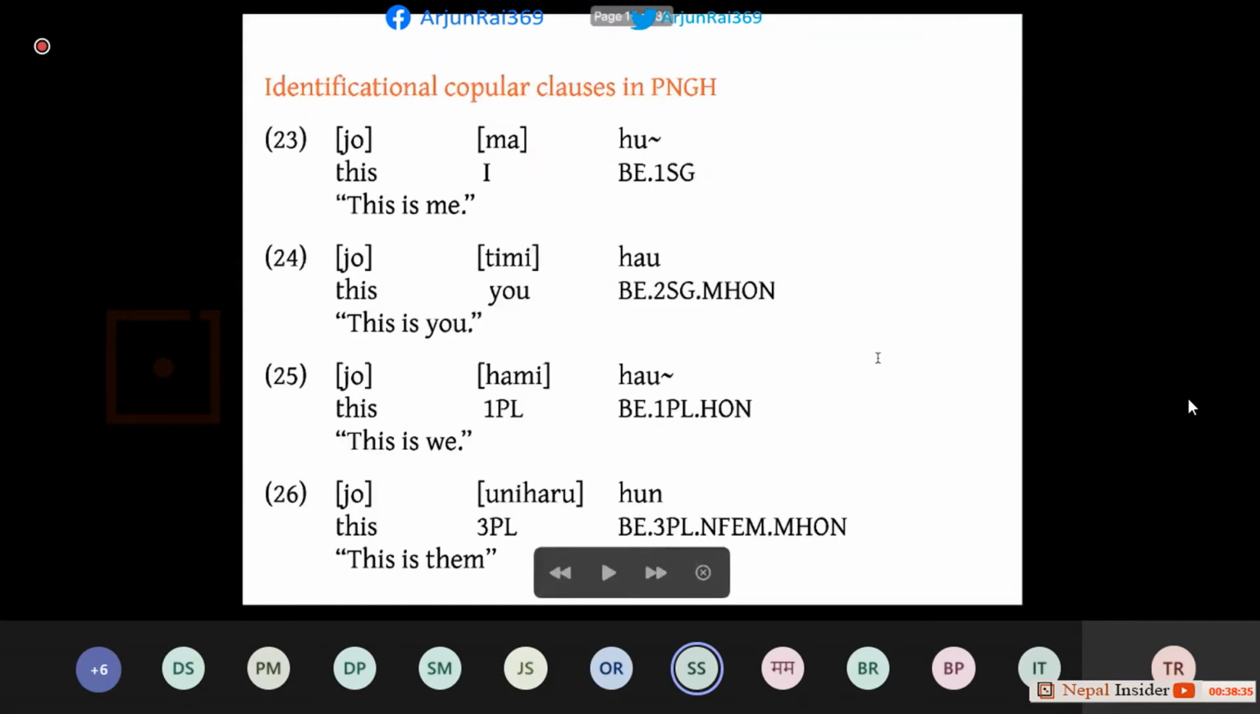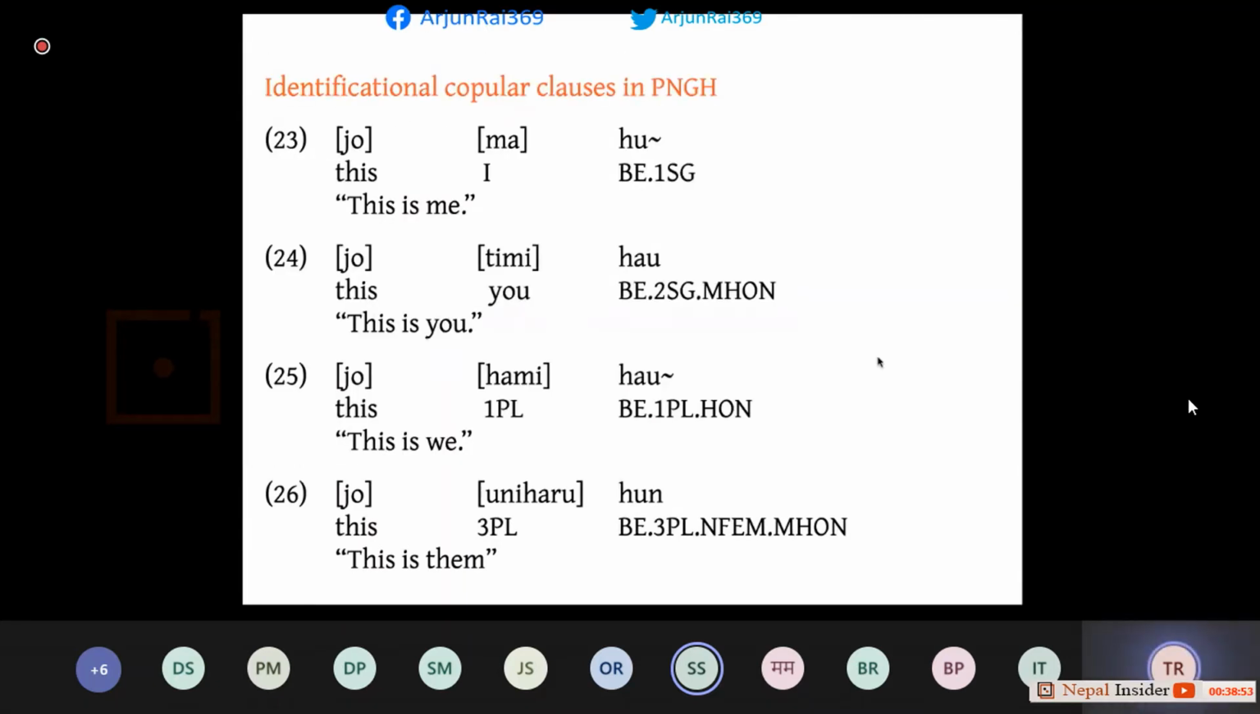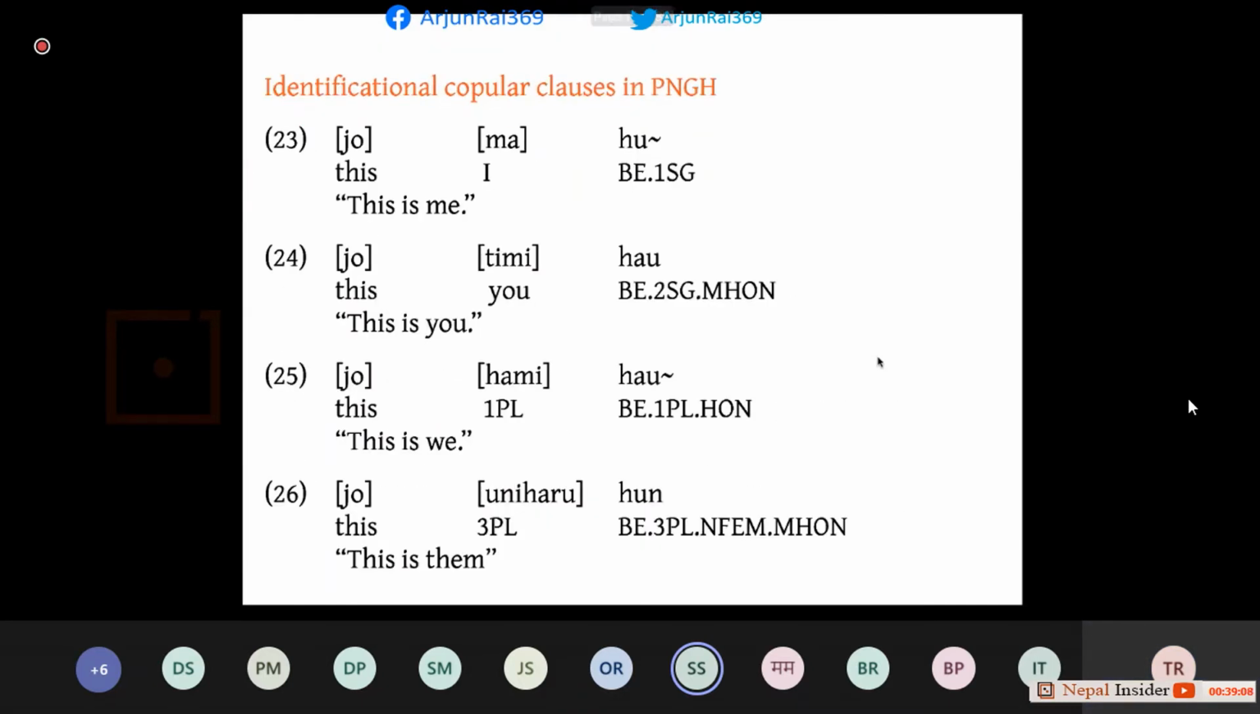Now, if you move forward and look at the identificational copular clauses, again we find the same. Here again, you, ma hu, ya ma hu. Similarly, we will find that the agreement is with the NP2 rather than with the NP1, because it is not the same. If you contrast this with the earlier one, the similar form has been found with 16 as well as between 20 and 22, and 23 and 24.